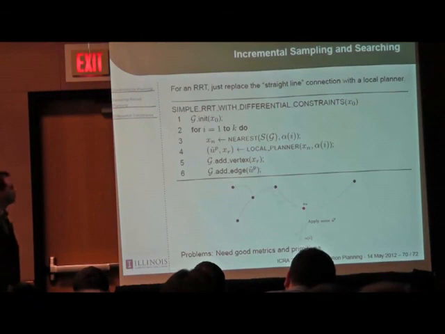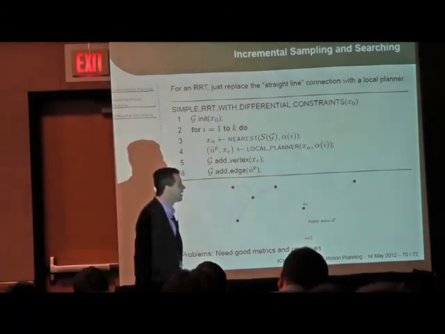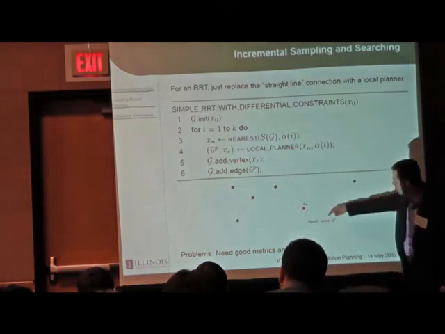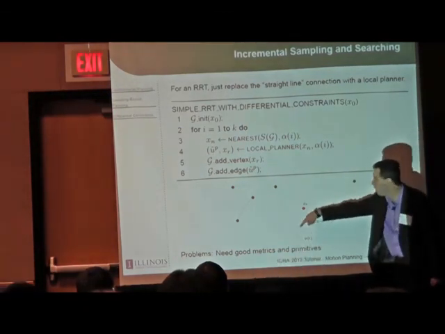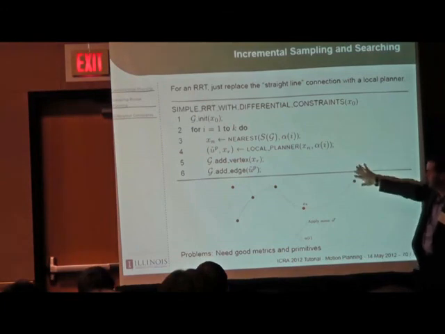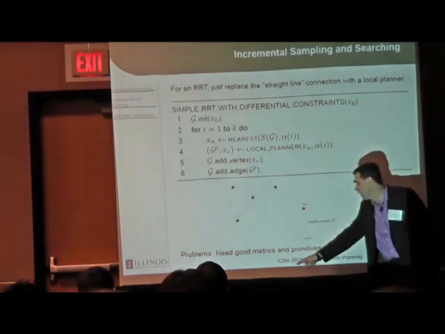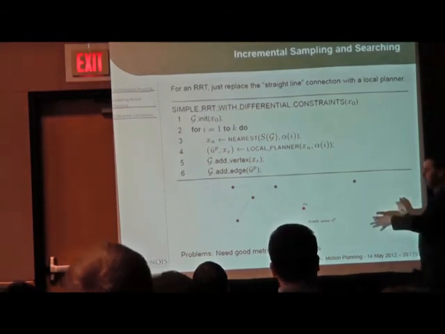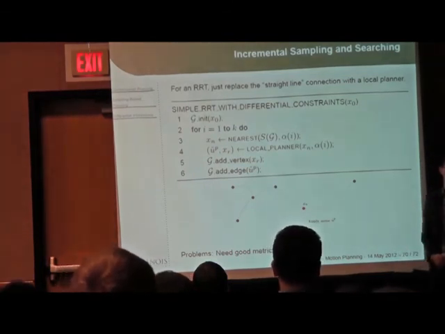If you want to apply RRTs or some of the other incremental sampling and searching methods to planning with differential constraints, you just have to apply whatever control inputs you want. There's a much more difficult problem here of designing good metrics and designing good motion primitives, which I don't have time for. But that becomes a big issue under differential constraints, and there's still a lot of research on that, I would say.